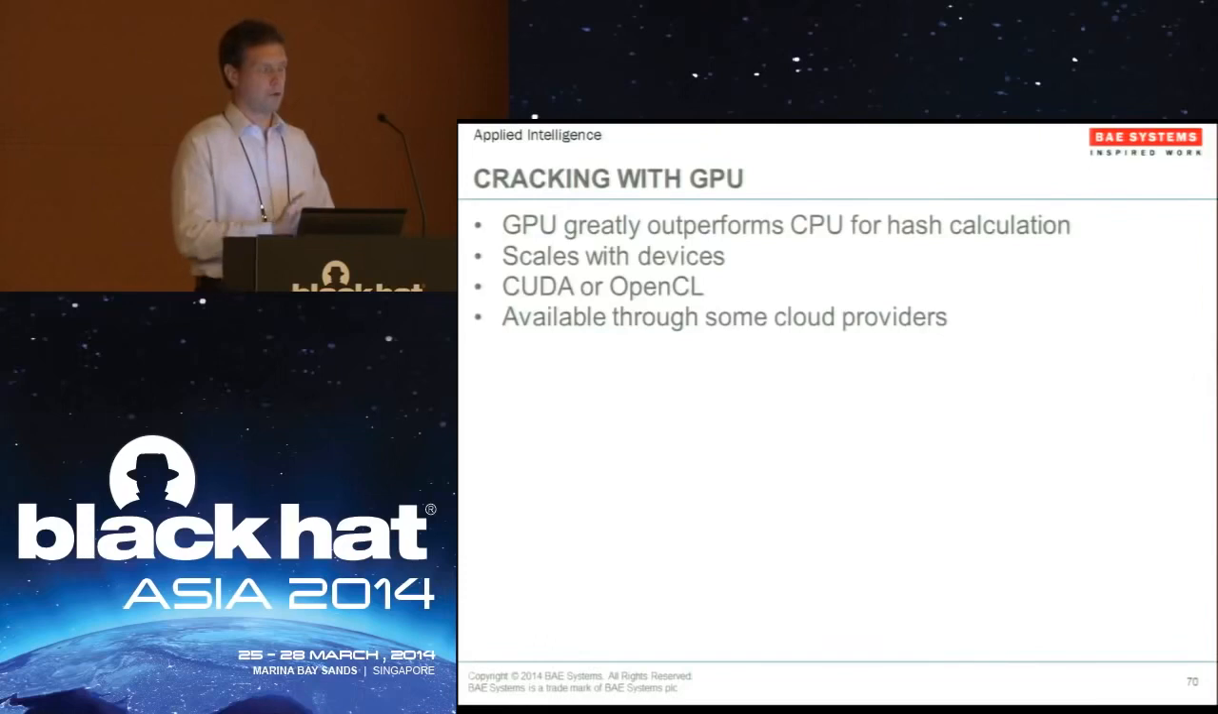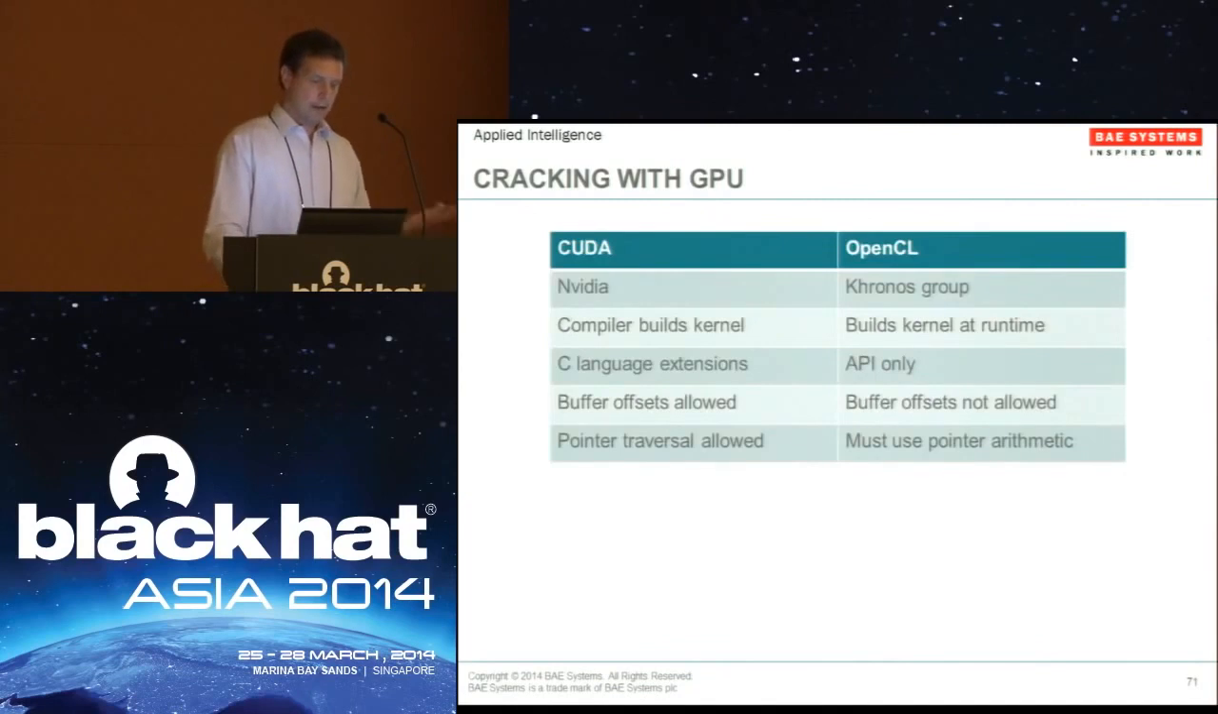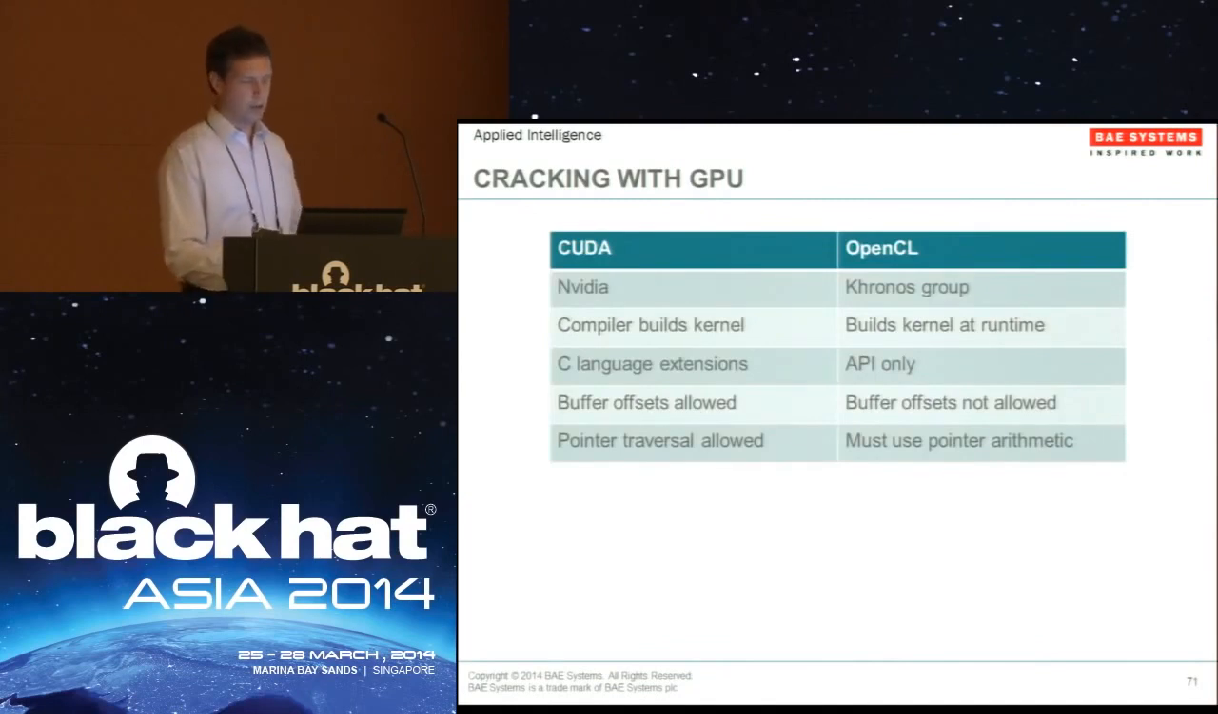However, you're better off using GPU. It greatly outperforms CPU for hash calculations, and scales by the number of GPU cores or devices that you have in your box. You can use either CUDA or OpenCL depending on what devices you have. And like I said, some cloud providers, like Amazon, offer NVIDIA, so you can use either CUDA or OpenCL. As to why you would choose one or the other, it really comes down to personal preference. Most of the modern tools tend to use OpenCL simply because CUDA only works with NVIDIA, while OpenCL works with a plethora of things.